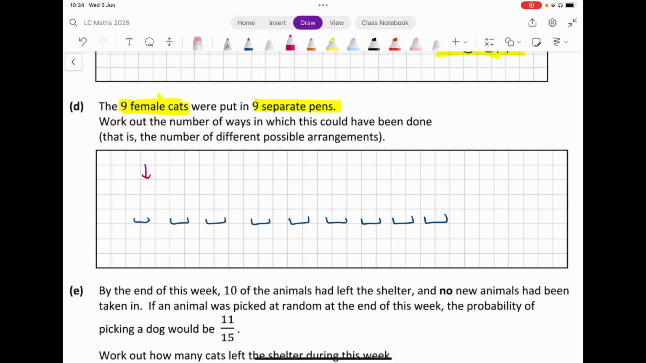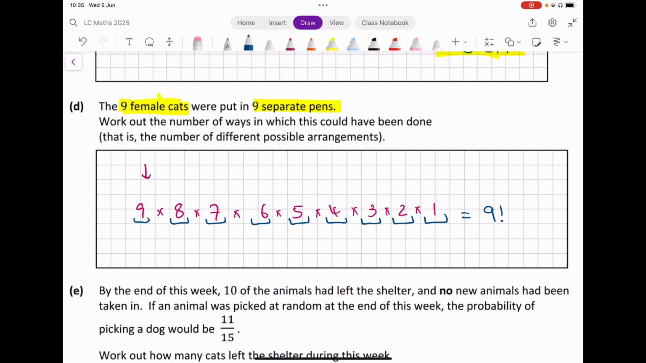How many can go in the first box? Here, 9. I've used 1, 8, 7, 6, 5, 4, 3, 2, and 1. So there's 9 cats that can go in the first one, 8 that can go in the second one, 7 that can go in the third one, and so on. Now that's the same as just writing down 9 factorial.